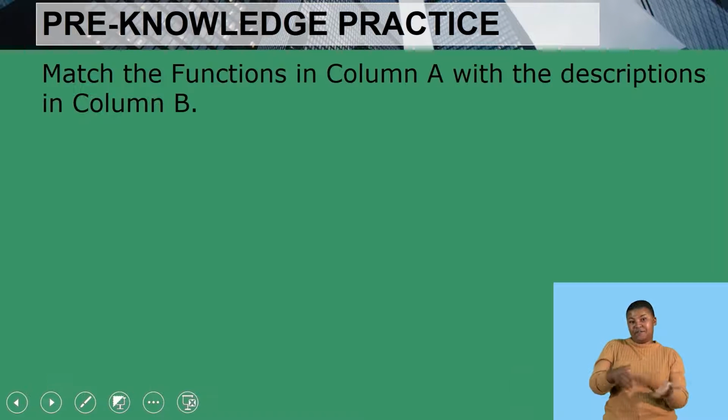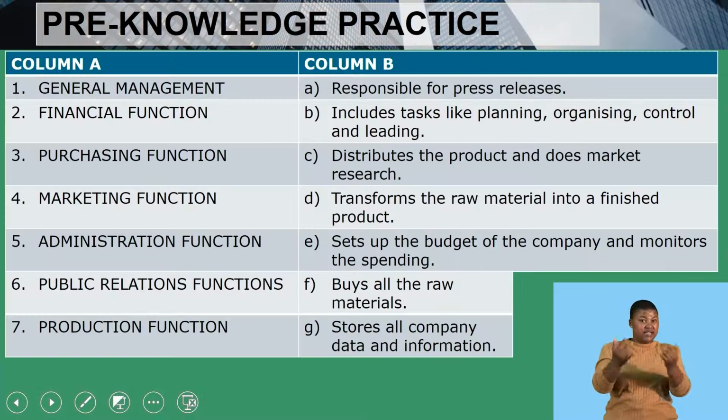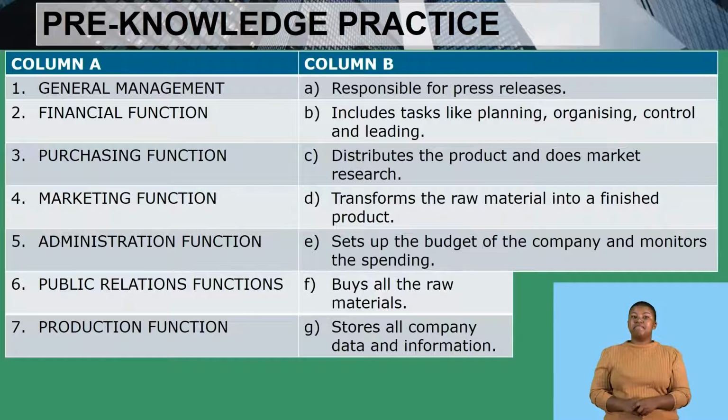So let's go practice a bit of this knowledge. I've got a nice column A, column B exercise here for you guys. In column A, we have the various functions: general management, financial function, purchasing function, marketing, administration, public relations and production. Now, I always like to look at column B first and then read the description and see what term, or in this case function, matches the description.